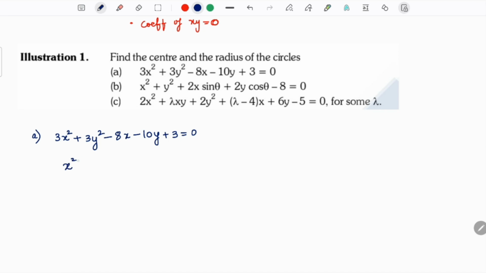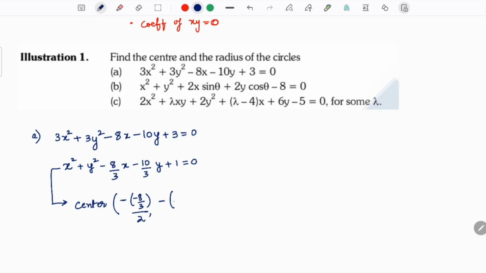So I am dividing with 3 on both sides. Now this is in general form. So center would be minus x quotient by 2. Minus x quotient is minus 8 by 3 divided by 2, comma, y coordinate would be minus y quotient by 2. So this is 8 by 3 by 2, which is 4 by 3, comma 5 by 3.